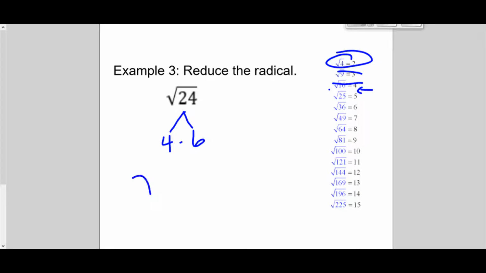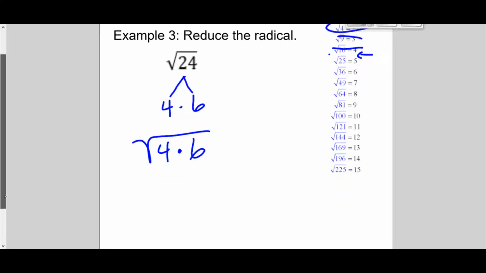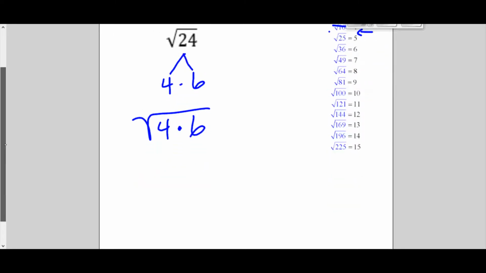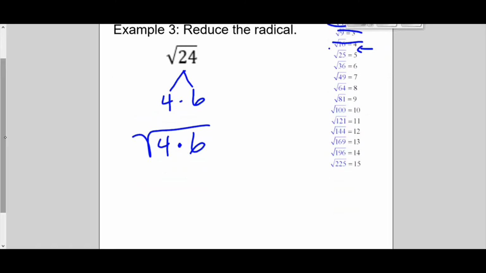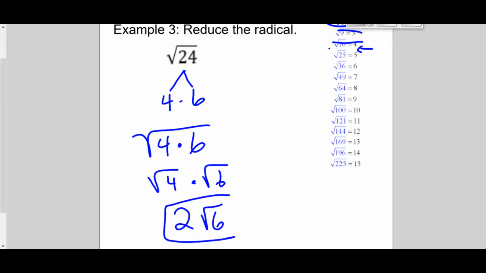Now I can rewrite my radical as the square root of 4 times 6. And remember, the product property of radicals says I can split this up as the square root of 4 times the square root of 6, because I have a product underneath the radical. We know the square root of 4 is 2, but we don't know the square root of 6, so we're just going to leave it as square root of 6. Remember, the square root of 6 is what we call an irrational number. That's a number whose decimal keeps on going forever and ever.